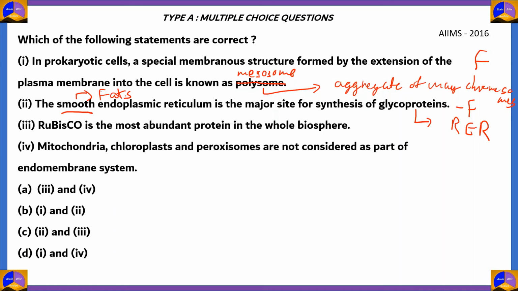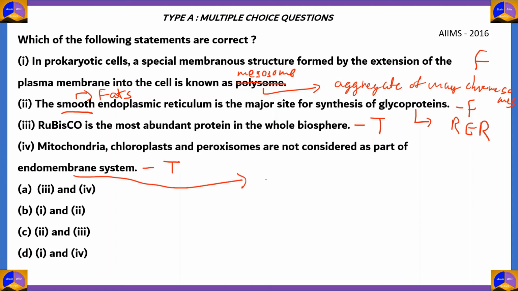What about statement 3? Rubisco is the most abundant protein in the whole biosphere. So Rubisco is an enzyme found in plants, and it is the most abundant protein in the whole biosphere. Therefore, the statement is true. Statement 3 is true. Statement 4: Mitochondria, chloroplasts, and peroxisomes are not considered as part of the endomembrane system. This statement is also true.